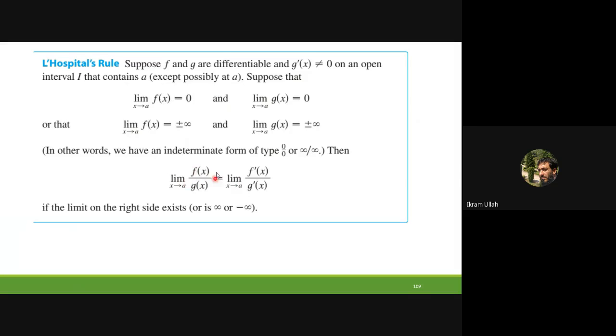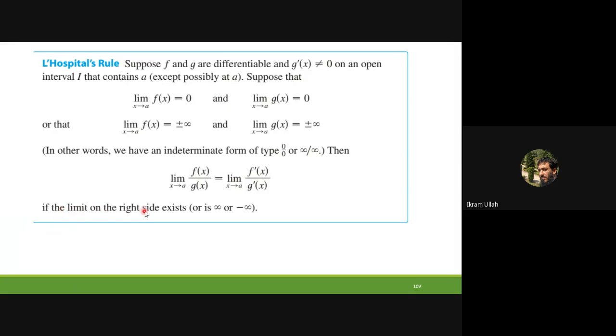is equal to the limit of the individual derivatives, f prime of x over the derivative of g of x. So these both limits are equal. This is the basic concept of L'Hopital's rule.